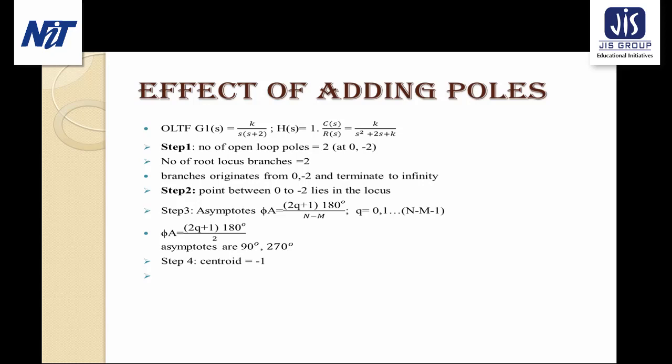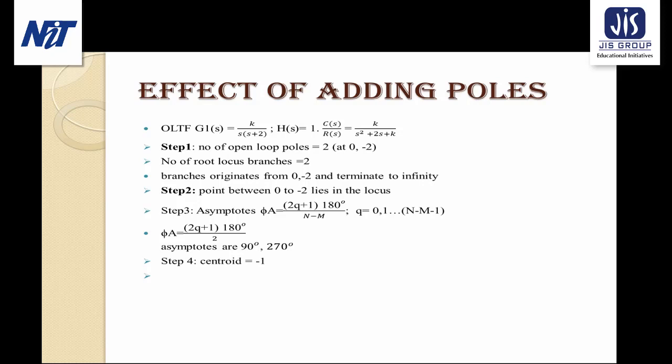And if we consider the test point between 0 to minus 2, to the right hand side the number of poles and zeros is always equal to 1, which is an odd number. That means the point between 0 to minus 2 always lies in the locus.